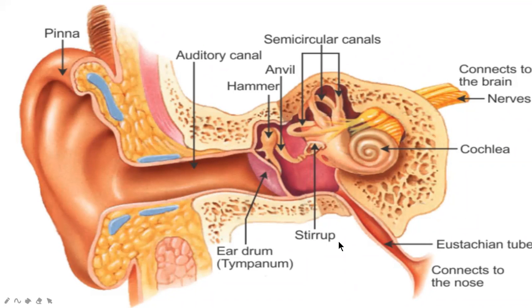The ear consists of three main parts. This is the outer part, this is the middle part, and this one is the last part. You can see the ear is composed of three parts. The outer part is called the pinna. This is the outer part.